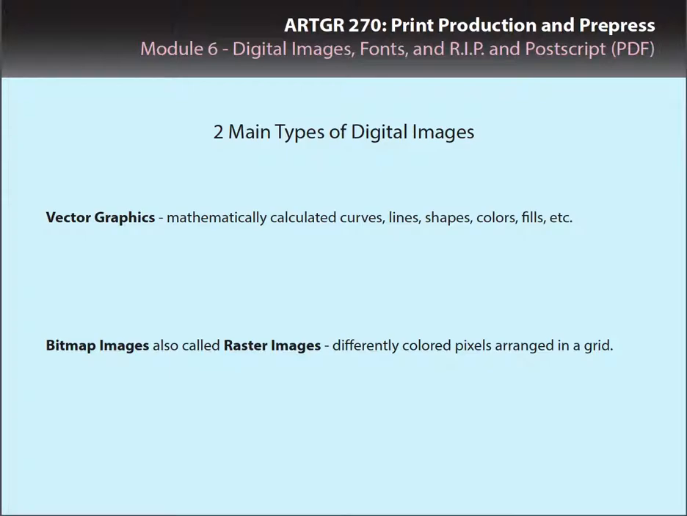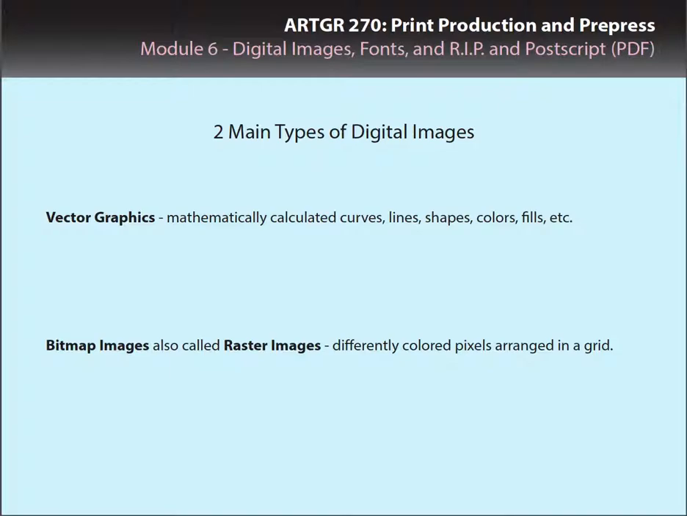So, to get right to it, when we're working with graphic design, we have two main types of digital images. There's the vector graphics and the bitmap images. Bitmap images are also called raster images. So if you hear me say raster or bitmap, I'm talking about the same thing.